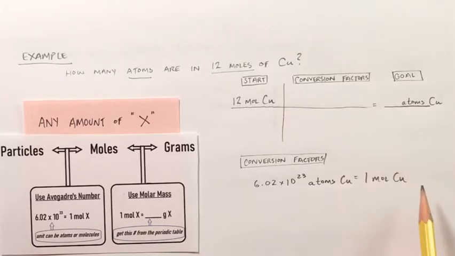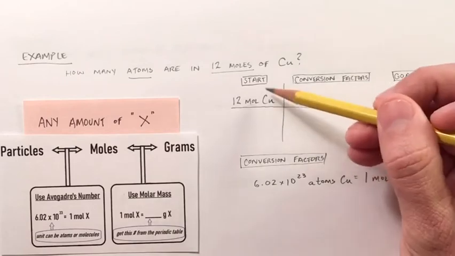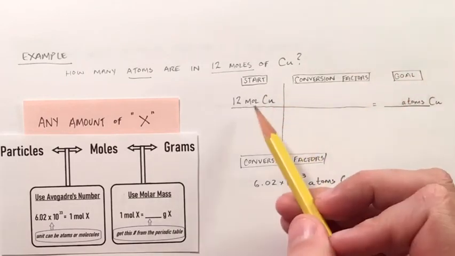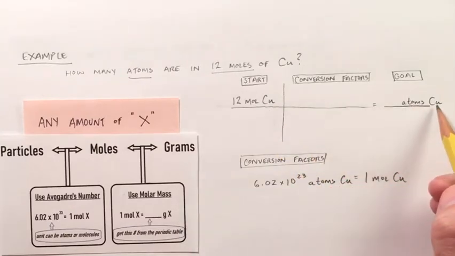Okay. No calculation, no multiplication, addition. All we do is repeat this number and we put in our proper labels and formulas. Okay, so I have this conversion factor here. Now I want to write this conversion factor into my chart so that my units cancel out. I'm trying to get moles of copper to cancel out, and I want to end up with atoms of copper.